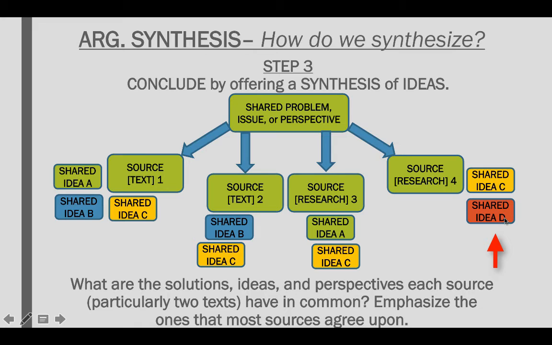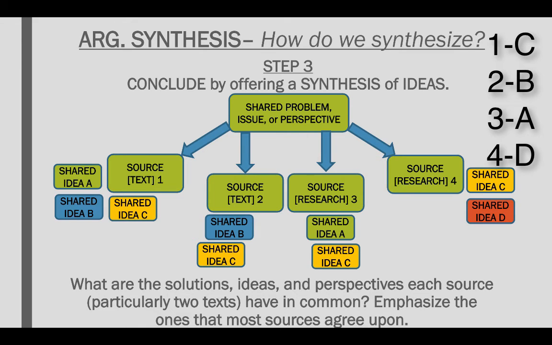Idea D is only discussed by source 4, so it's okay to leave that one out. Again, you want to emphasize the ones that most sources agree upon. And again, as it says down here, you want to emphasize what your two texts are saying. So if it came down to whether you're going to emphasize idea B or idea A more, you'd want to pick B because both of your texts, which are the focus of the project, mention it. So if you had to rank these in terms of relevance to your synthesis, C would be first, B would be second, A would be third, and last would be D.